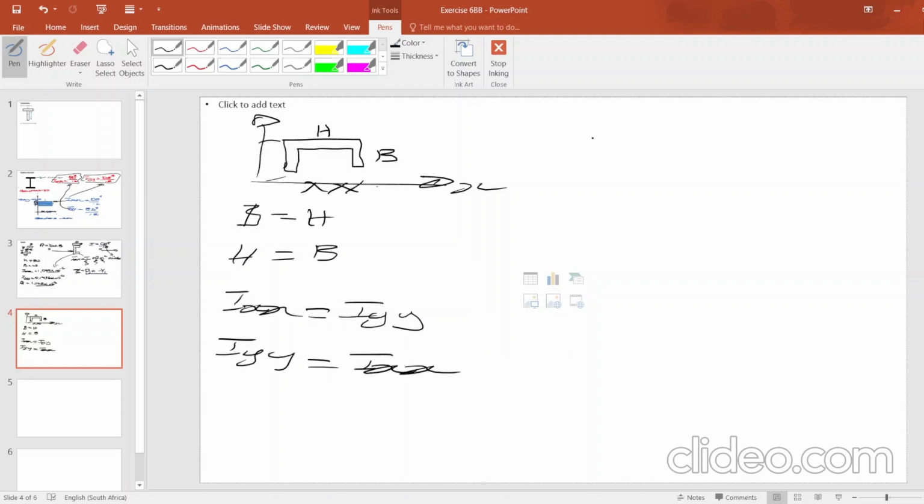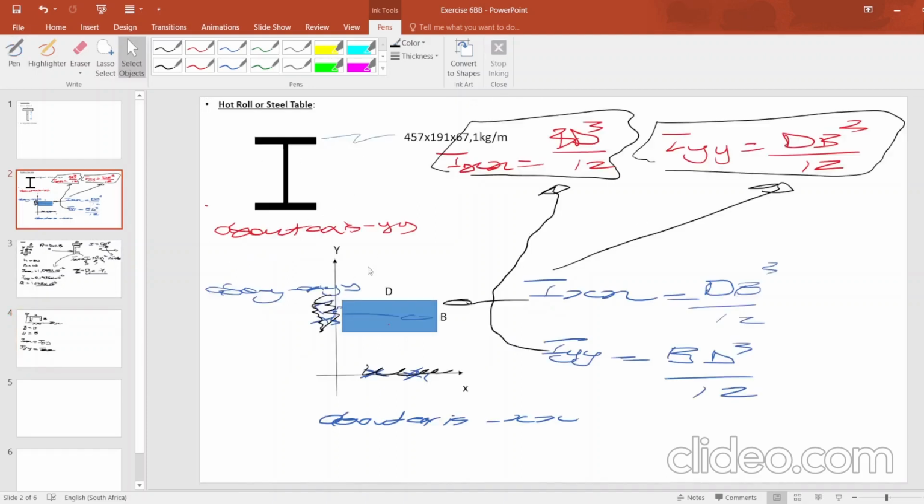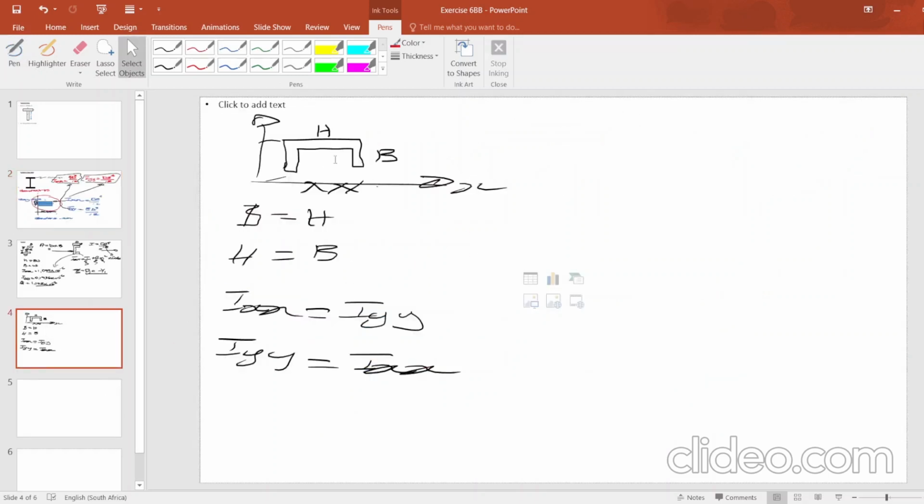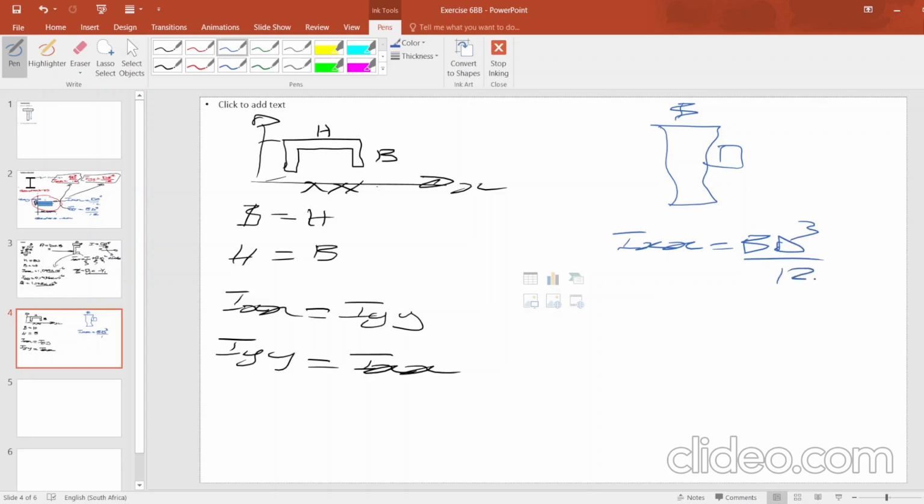How so? You remember that which we did here. This concept here, this concept of this beam. It's exactly the same concept here. You have a beam in this position. It is B and D. You are looking for IXX, it will be BD cubed divided by 12.